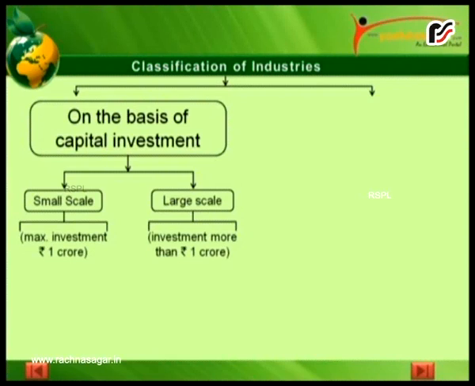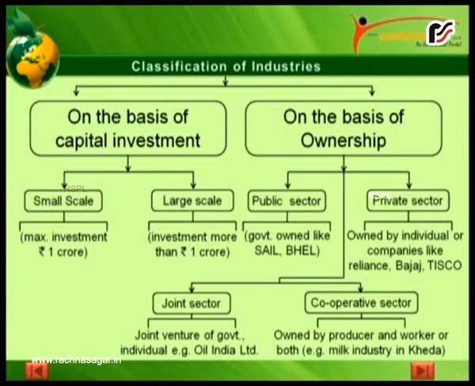Under the capital investment, we have two types of industries, that is small scale and large scale. Small scale consists of maximum investment of rupees 1 crore, but large scale can have more investment than rupees 1 crore. On the basis of ownership, we have different classifications of industry.